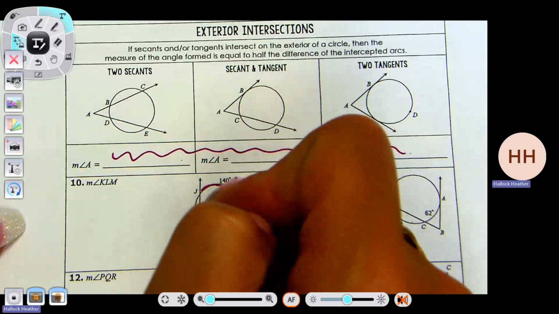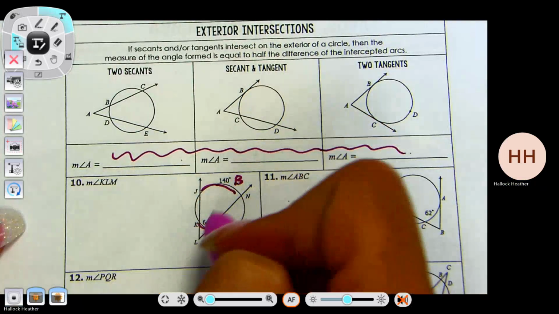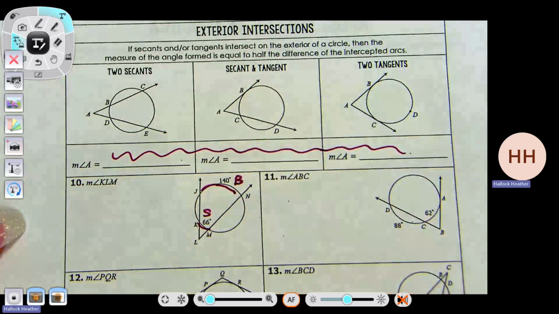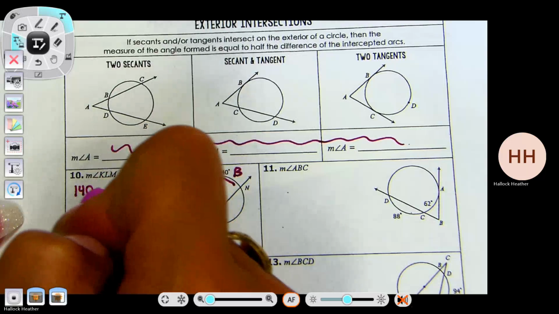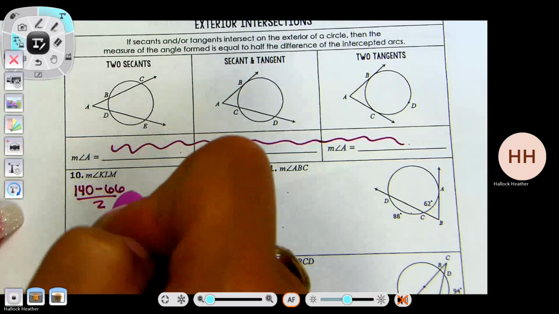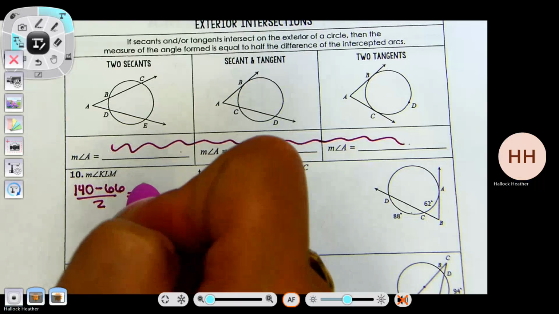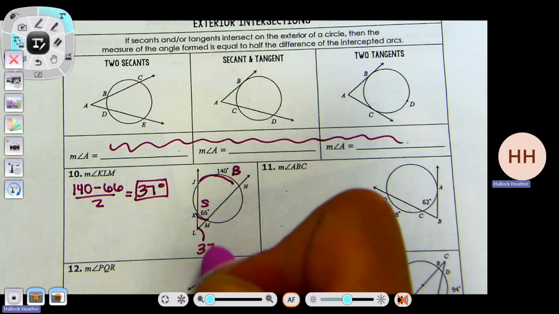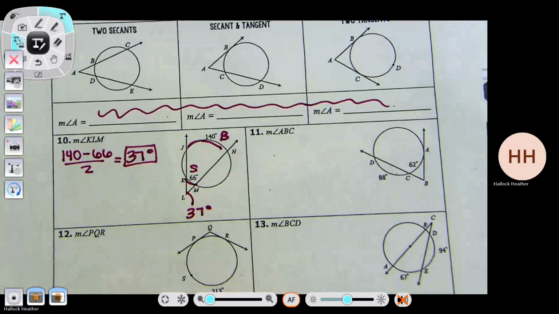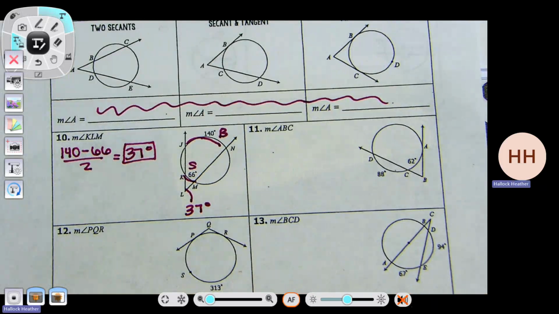140, that's my big. What's my small? 66. So I'm going to take big minus small, divide by 2. What is it? Yes. So 37 degrees is technically L, which is on the outside. Look at number 11. 11, you're doing big arc minus small arc, dividing by 2. My big arc is not 88.